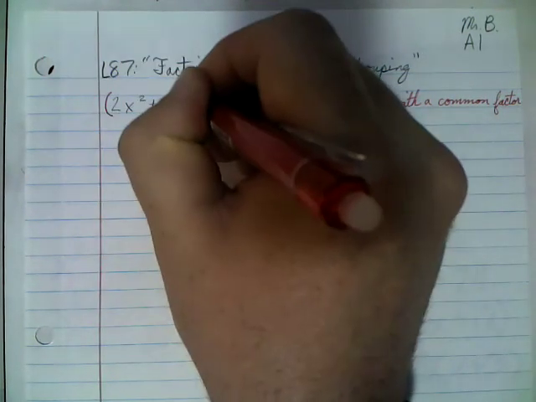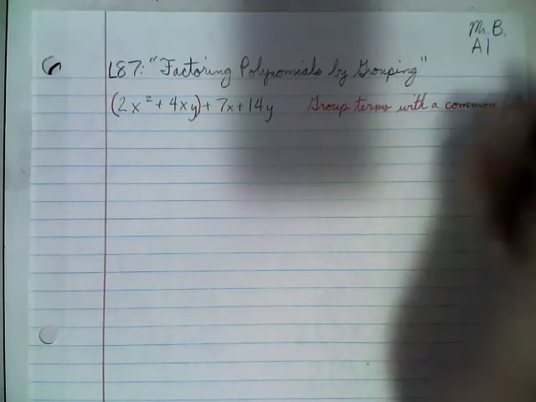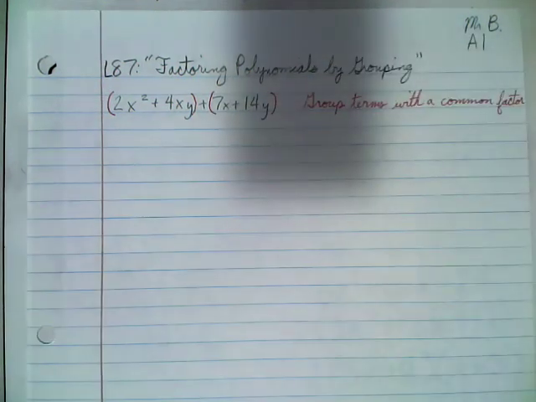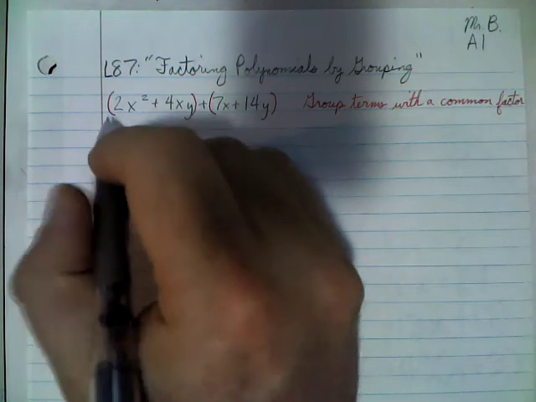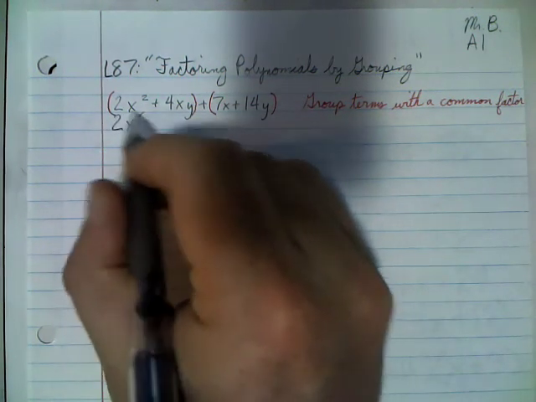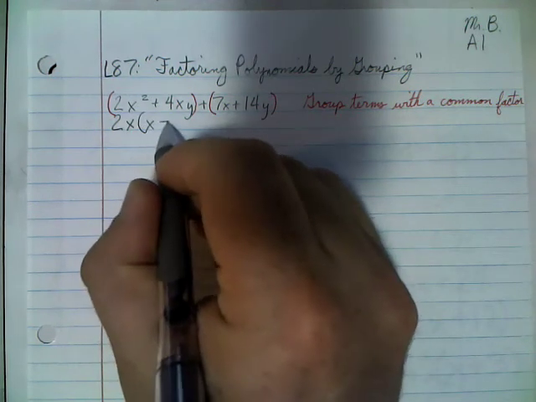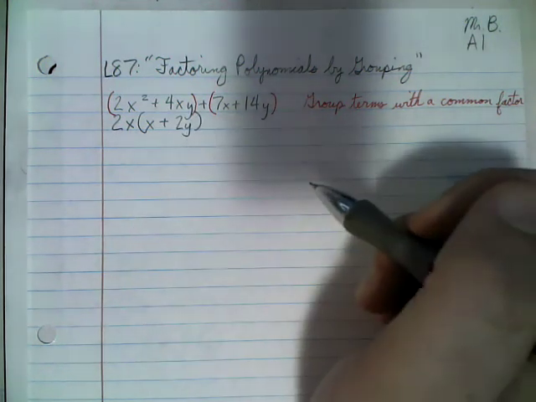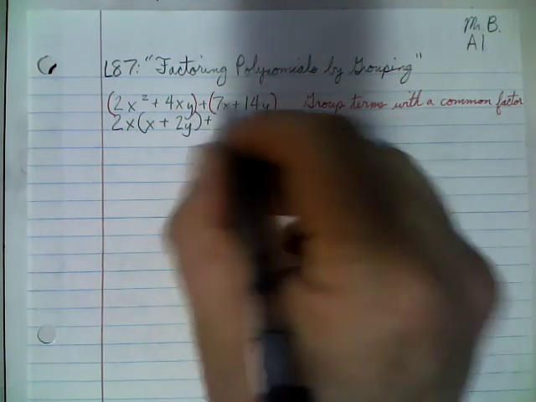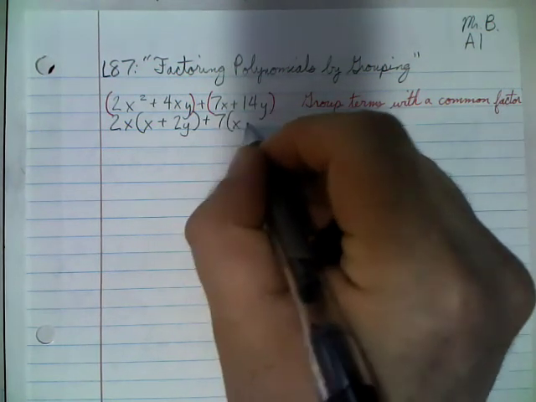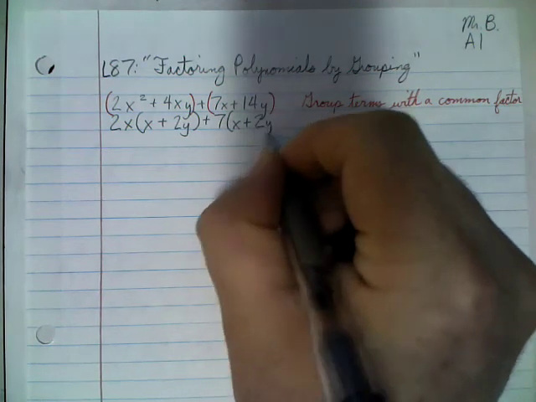I'm going to group these 2 together then. So again, notice the red pen there. We don't actually have to write parentheses in our work. And then I'm going to group these 2 together. So now I'm going to go ahead and factor out what I can from here. So I can factor out a 2x from there. Left behind would be an x plus 2y. Then in my second pairing, I'm just going to factor out the 7. So if I factor out the 7, I'll be left with an x and a 2y.